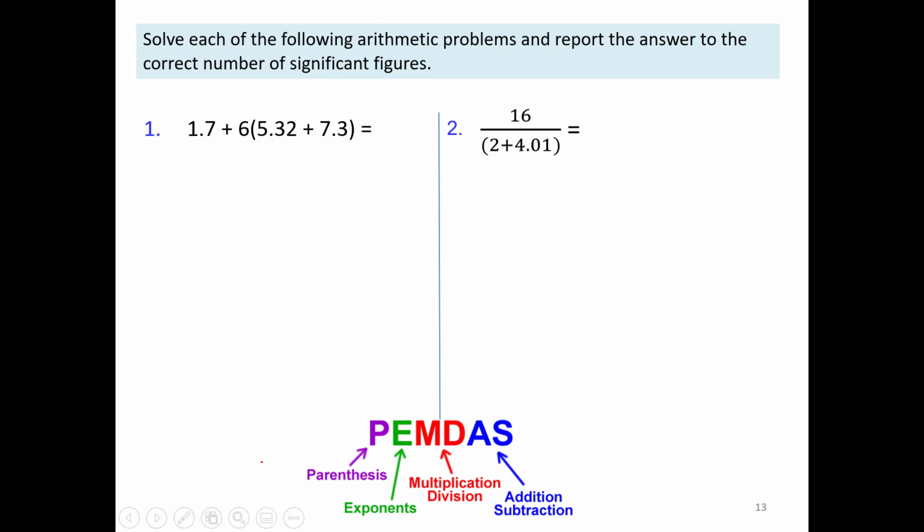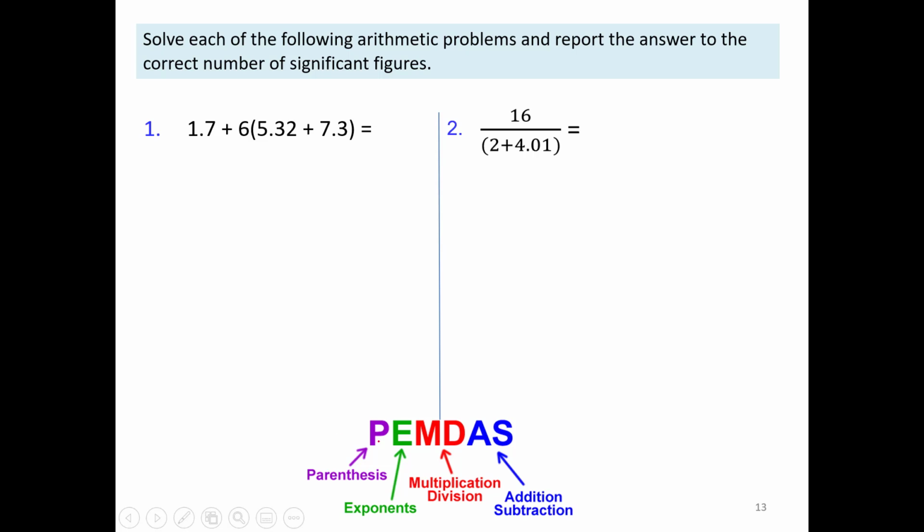Now let's try to solve these two problems. We can think of these as measurements, and we need to solve these operations, and because they are measurements, we need to follow the rules for significant figures. But remember also, when we solve multiple operations, we need to follow the order of operations.